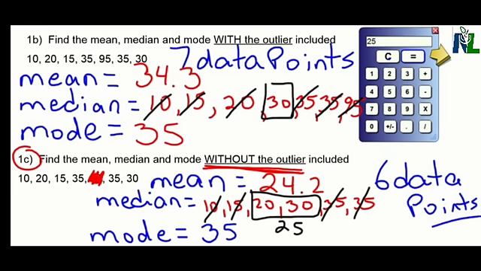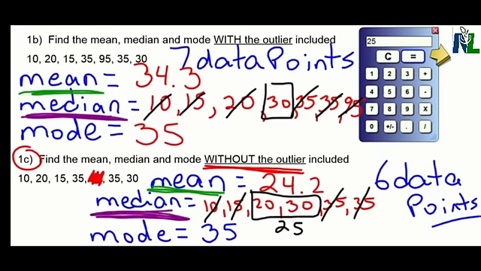So looking at this, in our first case, the mean was 34.3, and the mean when we removed the outlier went down to 24.2, or 24 and 2/10. Let's look at our median. The median was 30 with the outlier, and when we removed the outlier it went down to 25. Was the mode affected at all with or without the outlier? No, it was not, as you can see here. So when you have an outlier present, it can affect the mean and median the most.